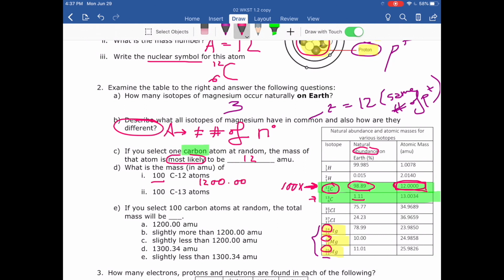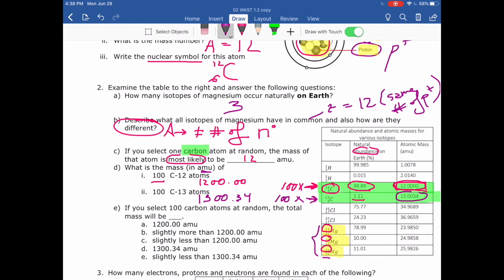And what about the other one? So the other one is the carbon 13. If I have one carbon 13, its mass is 13.0034. But if I have 100 of those, the mass of all those 100 atoms is going to be 1300.34 AMUs. That's the unit.